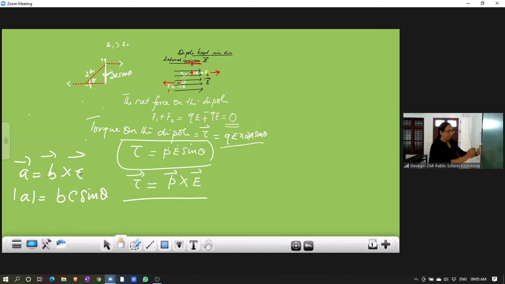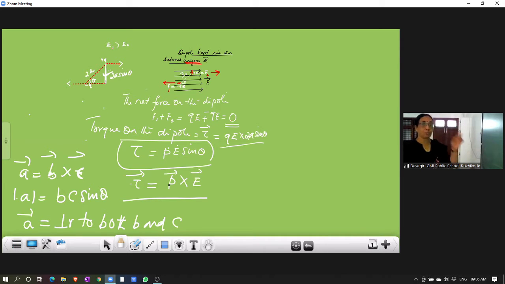Now, being a vector quantity, what is its direction? Direction of A is perpendicular to both B and C. This is very, very important. All of you have to remember this. When I write torque is equal to P cross E, the magnitude of torque is P multiplied by E multiplied by sine of the angle between P and E. And what is the direction of torque? Direction of torque is perpendicular to both P and E. Both P and E, not only P or E, both P and E.